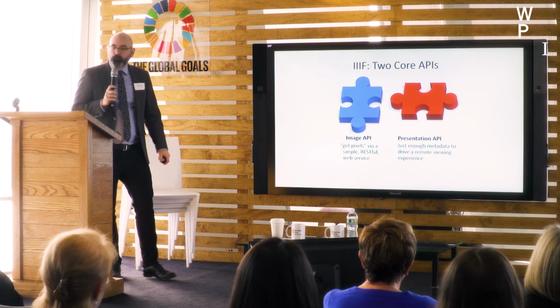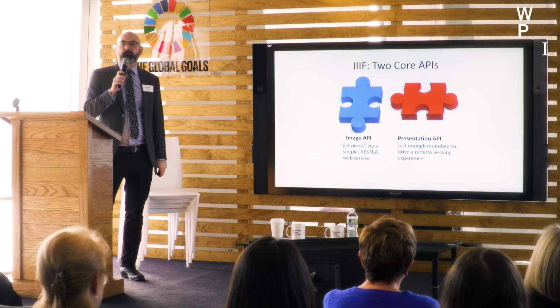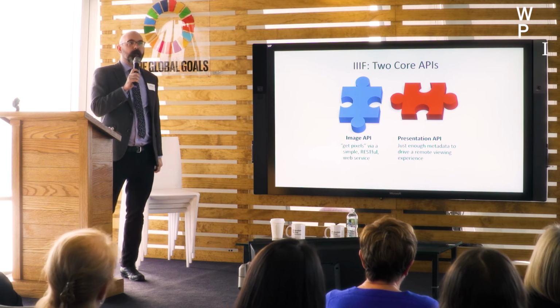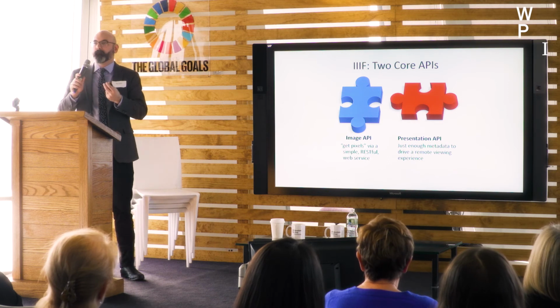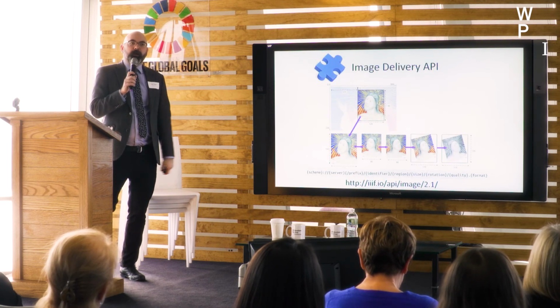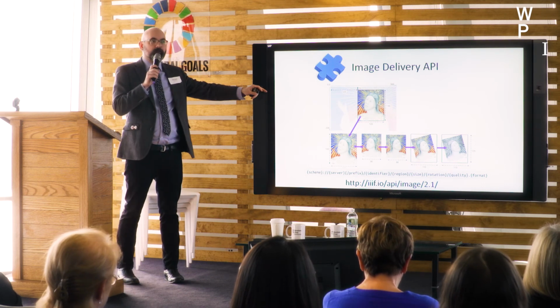So I won't dwell too much on this, but there are basically 2 main APIs that make IIIF work. One that drives the pixels, and one that drives the presentation of the object. The image API is what delivers the pixels. What this is showing is really just that it's a URL.